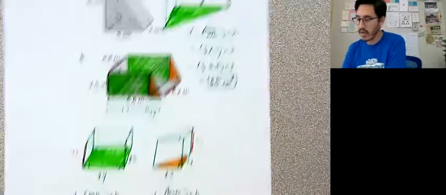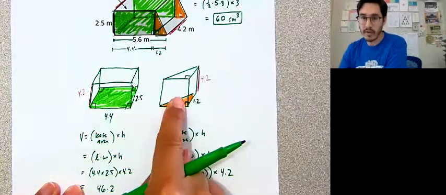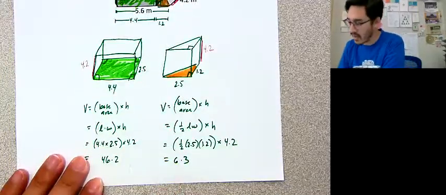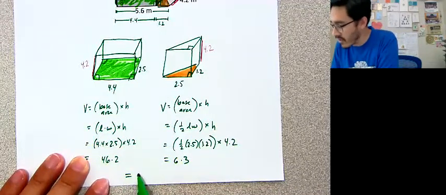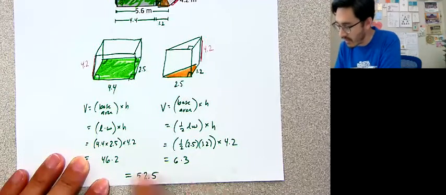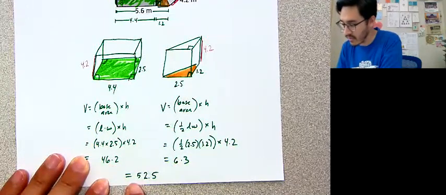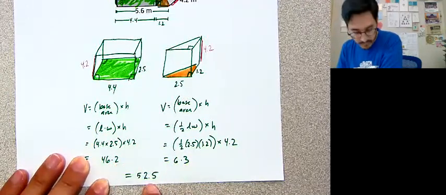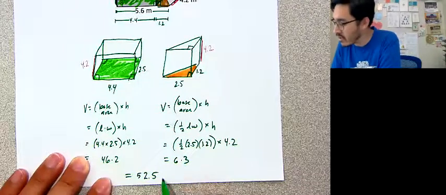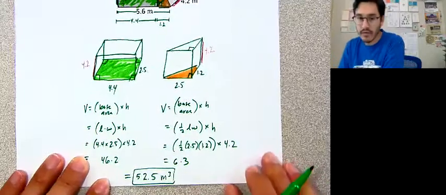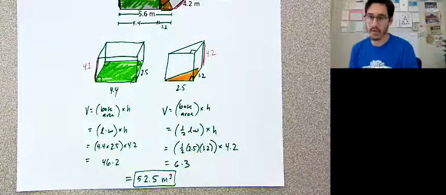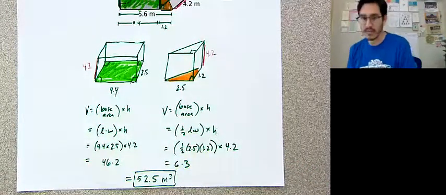Because the original figure we could think of as a rectangular prism fused with a triangular prism, and we calculated those volumes separately, now we'll just add them back together. And so the total volume is going to be 52.5, right? 46 and 6 is 52. 0.2 and 0.3 is 0.5 meters cubed. Okay. Volume has 3 dimensions, so the units are cubed units.